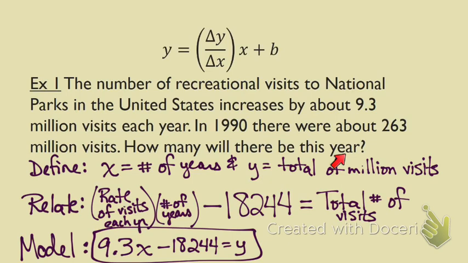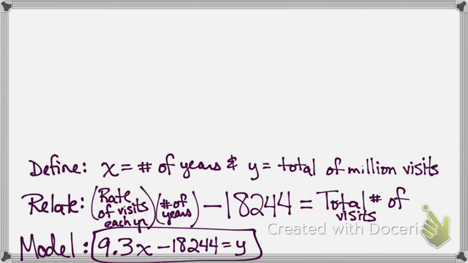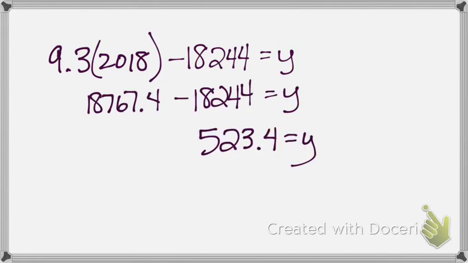How many visits will there be this year? So you got to figure out how we are going to find how many visits there would be this year if this still works. So 9.3 times 2018. We'll subtract that 18,244. That should end us with the total number of million visits. So this means we have about 500 million visits at that national park this year.